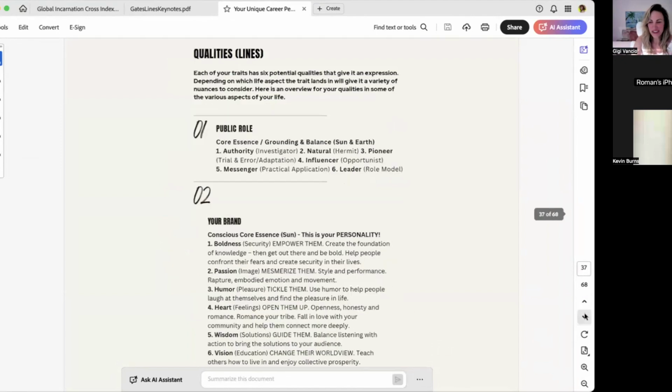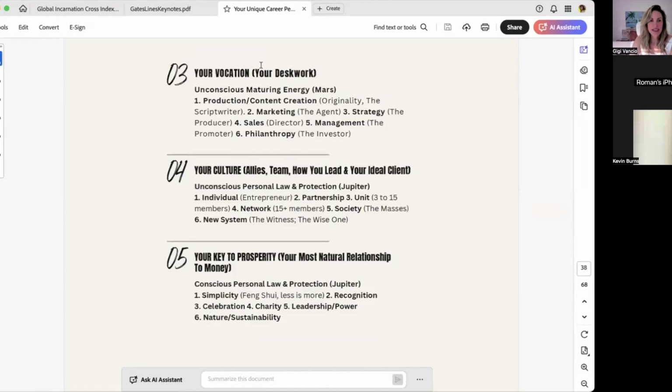So we've covered a lot. We've gone through the lines, the public role, your brand. We went into your brand yesterday, all the different lines and expressions of your brand, your conscious core essence. Then we went into your vocation and desk work and what you're designed to be doing every day. And we went into your culture, which is your allies and team, your ideal client, and the structure of how you set up your business. We had some really big ahas. It was pretty amazing.